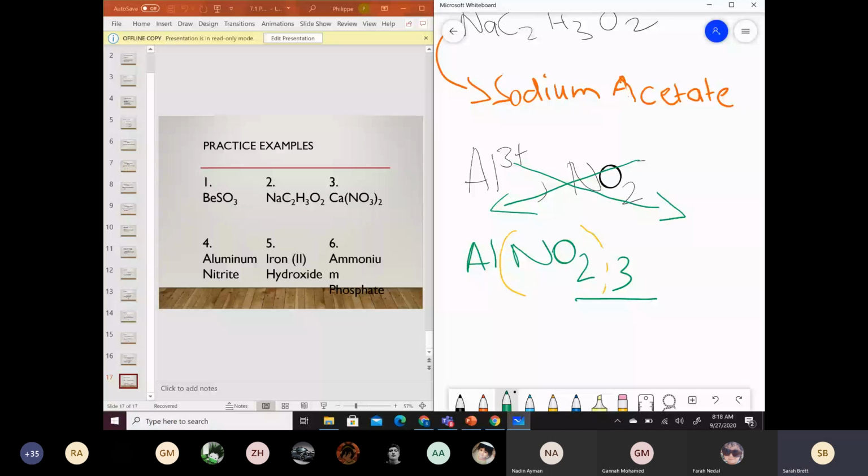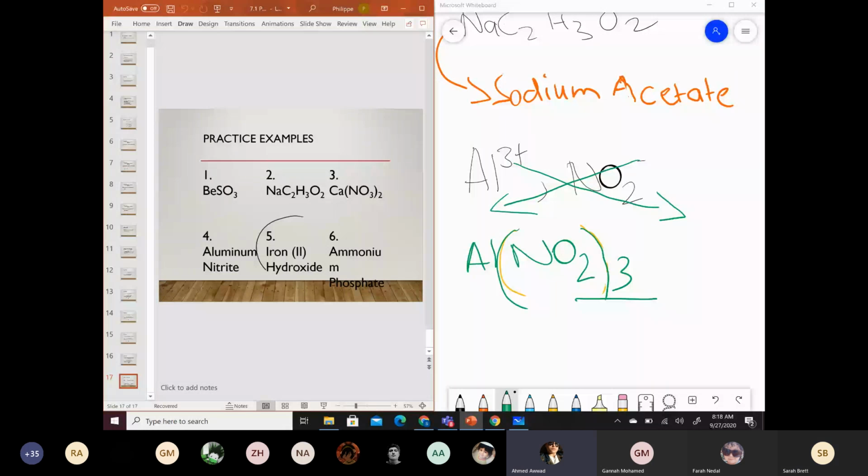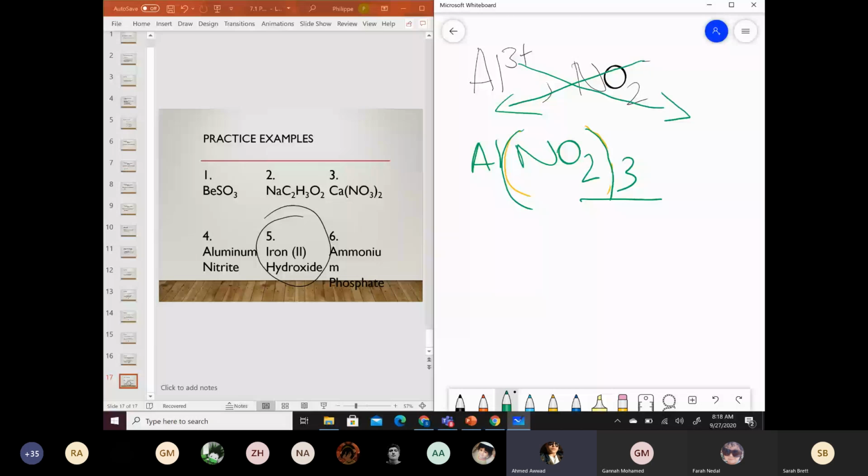Now for number 5. For number 5, we're going to be doing this. So there is 3 NO2s. Yes. So it's a triple compound. So this is ionic. This is an ionic compound, okay?